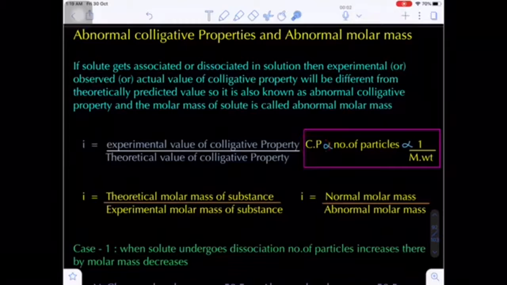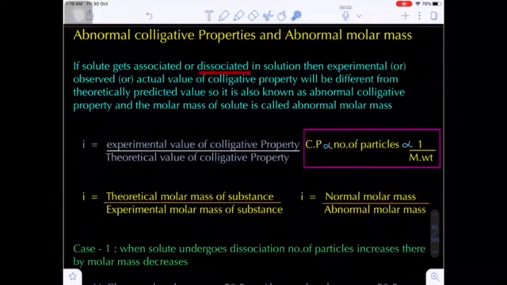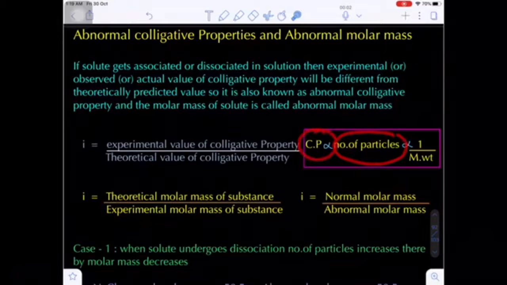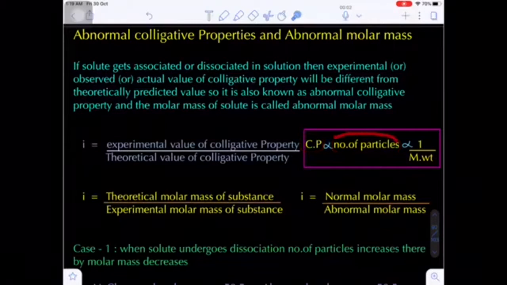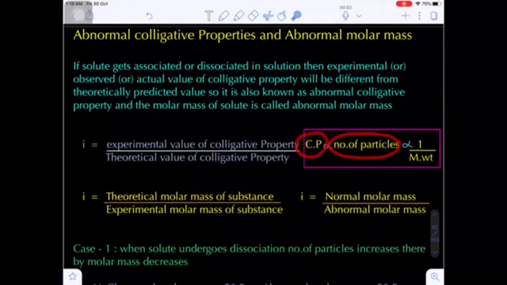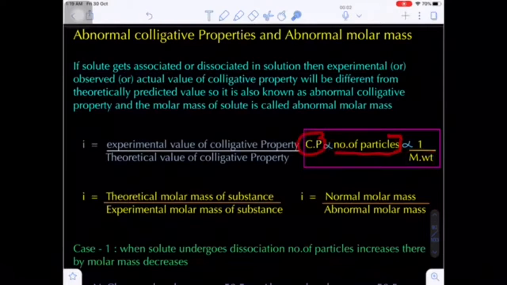Now here, suppose the solute undergoes ionization, that is dissociation or association. In that case, what happens? The number of solute particles changes. When the number of solute particles changes, the colligative properties also change, because colligative properties are directly related to the number of solute particles. If the number of solute particles changes, the colligative property changes, and accordingly the molar mass also changes. Here the colligative property is directly proportional to the number of solute particles, whereas it is inversely proportional to the molar mass of the solute.